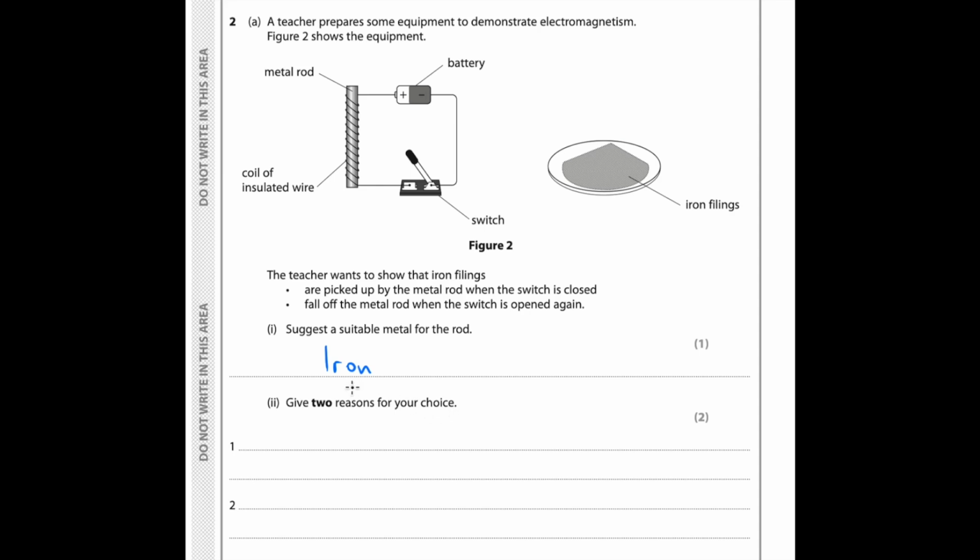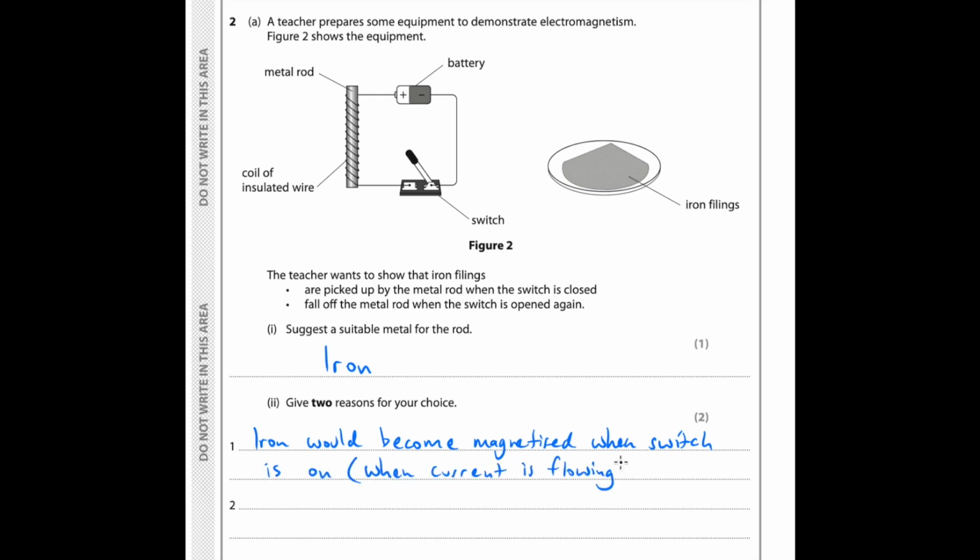Well, iron would become magnetised when the switch is on, so when the current's flowing. And it would be demagnetised when the switch was off and there's no current flowing. You wouldn't use steel because once it becomes magnetised, it stays magnetised. Iron can be made into a temporary magnet.